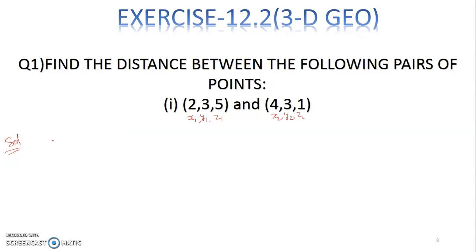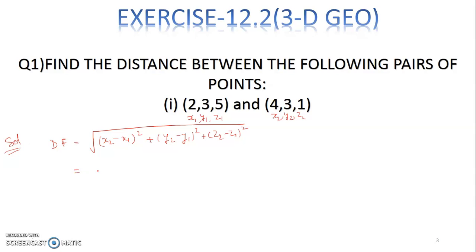So the distance formula here will be the same as what we studied in 10. The only difference is you have a third coordinate also, so this will be the square root of x2 minus x1 whole square plus y2 minus y1 whole square plus z2 minus z1 whole square.